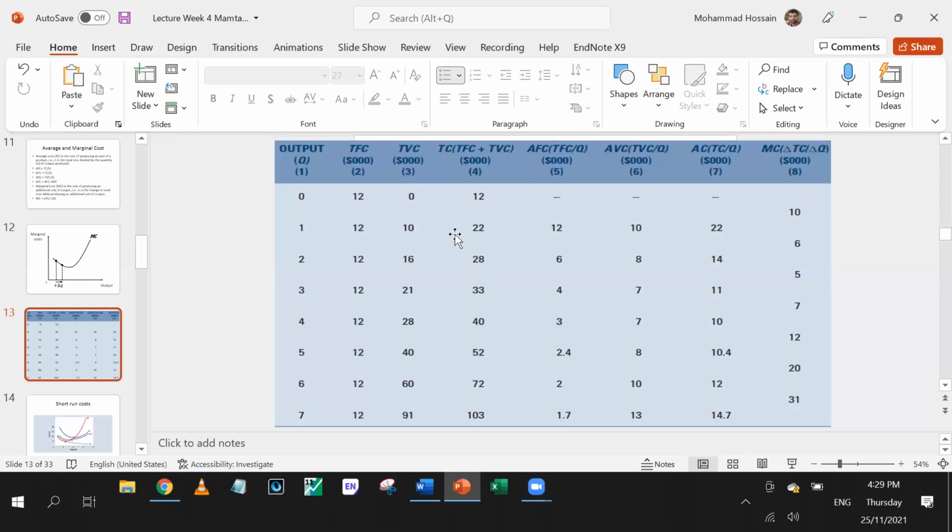Another interesting thing here is that you can see the characteristics of different cost curves. Let's have a look.